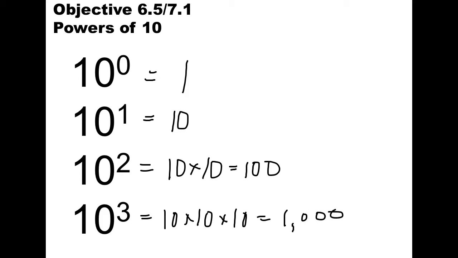And so if we take a look at the pattern here, what do you notice? 10 to the first, let's look at our exponent, the first, there is 1 zero. 10 to the second, there are 2 zeros. 10 to the third, there are 3 zeros. And you guessed it, if you keep going on and on and on, whatever your exponent is, that's going to be the number of zeros after the 1.